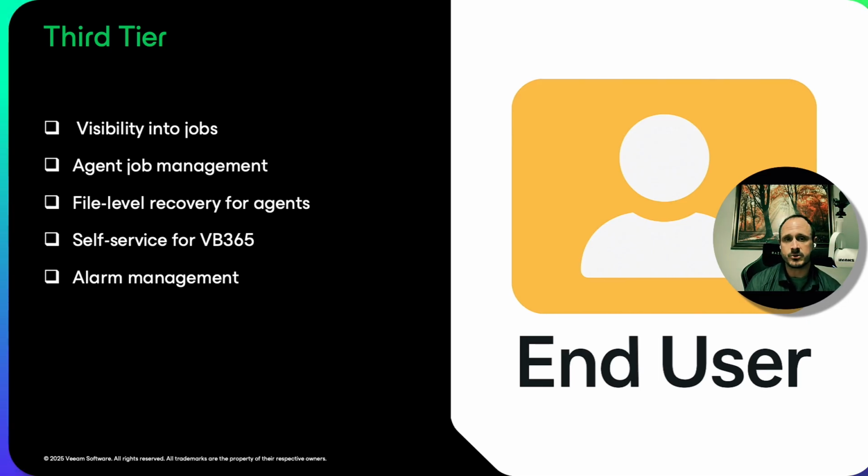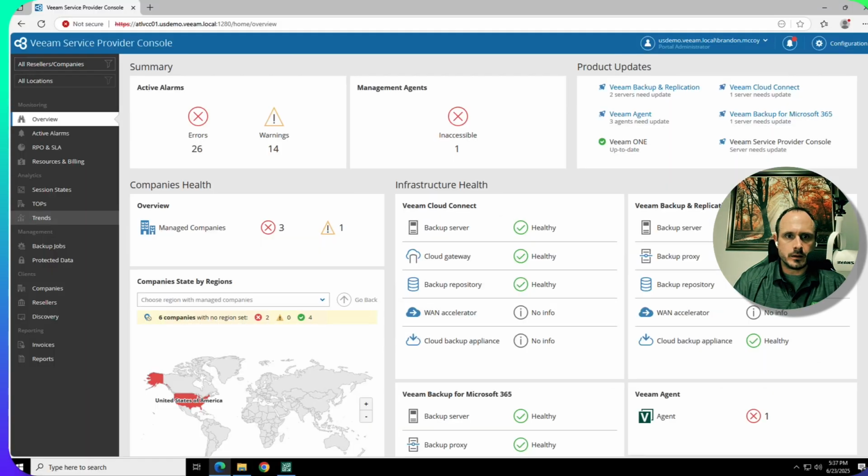So that's about it for the slides. Let's jump into the lab and take a look at the different roles, and we'll dive a little bit deeper. So here we are in the service provider console, and I think a good place to start is the roles within the different tiers. So we were talking about the tiers, the service provider, the reseller, and the end user tiers. Within these tiers, there are also roles.